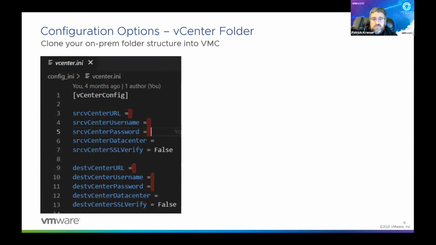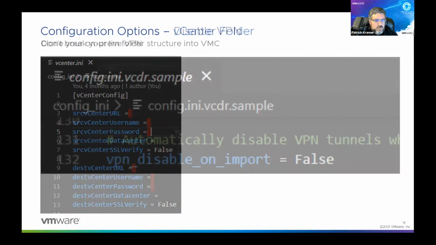There's also folder sync. So we have some customers that need to migrate over and they have just like a monstrosity of an on-prem vCenter configuration. They've got folder after nested folder and they don't really want to do it manually. So if you configure vCenter.ini, you can dump that out to a file and then turn around and import that into your VMC vCenter. So it just saves some manual work.